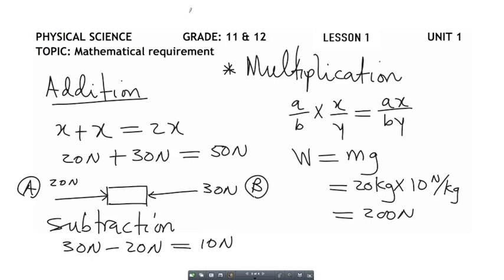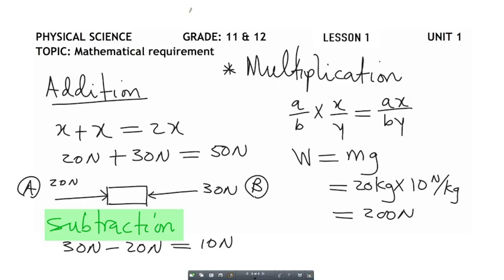So that's why I went on first to give you an analysis of how we may apply addition, multiplication, subtraction, and division. I started by looking at addition, where I gave a very simple example where you have two terms, x and x, to give us 2x. I also gave an example where I have 20 Newton plus 30 Newton to give us 50 Newton. Then for subtraction, I gave a simple case where two forces are opposing, and the resultant gave us 10 Newton, 30 minus 20.